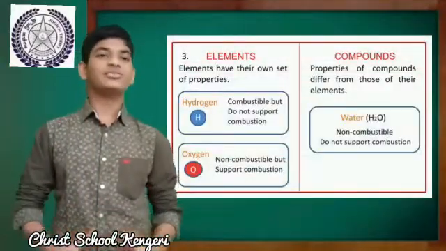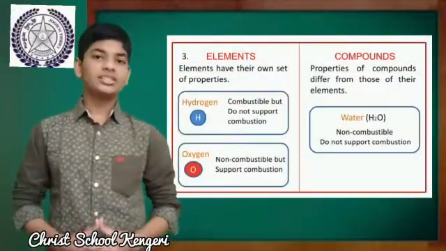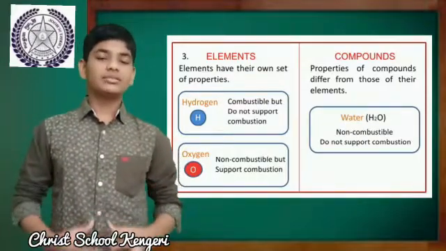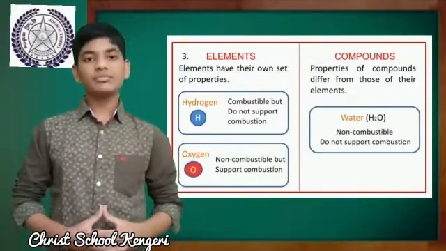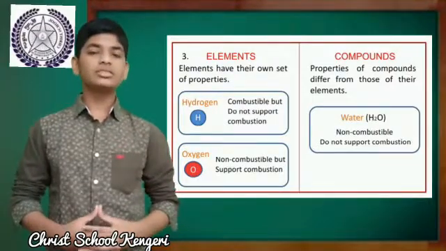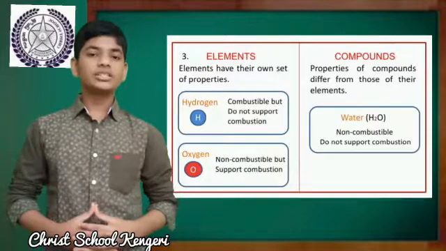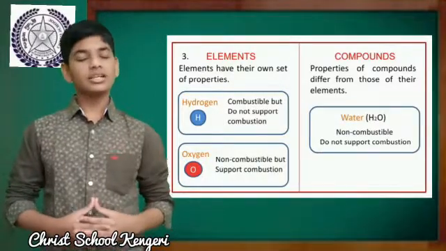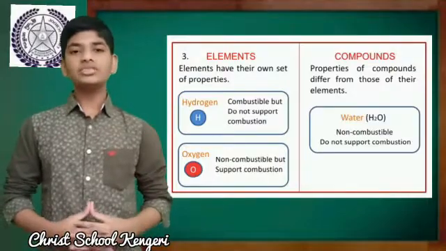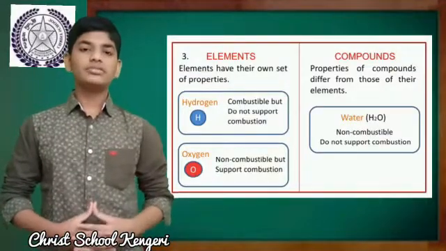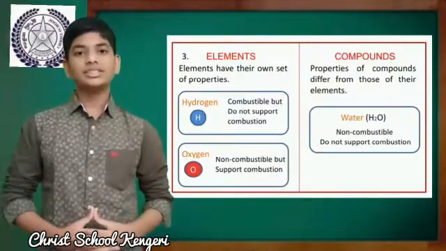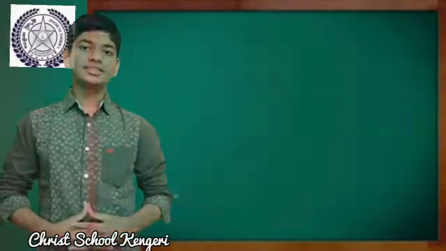Elements have their own set of properties. Example, hydrogen. Hydrogen is combustible but does not support combustion, which means hydrogen can burn but does not support the process of burning. Oxygen. Oxygen is non-combustible but supports combustion, which means oxygen cannot burn but supports the process of burning. Whereas properties of compounds are different from the properties of elements. Example, water. Water is non-combustible, and does not support combustion.